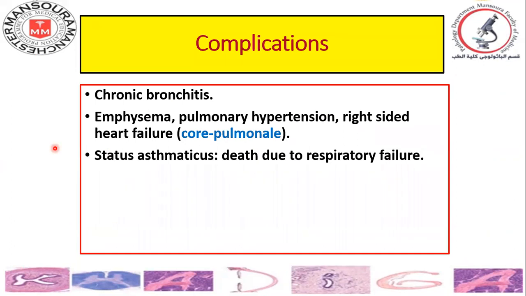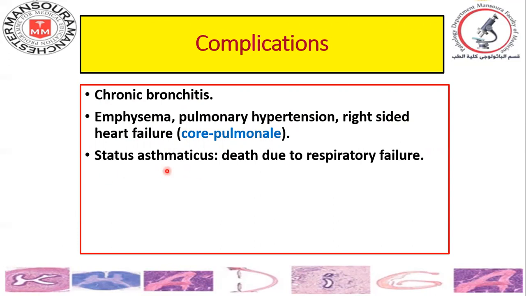So finally, the complications of bronchial asthma include other types of obstructive pulmonary airway disease, as in chronic bronchitis and emphysema, when mucus plugs obstruct the small airways, causing increased pressure and destruction of the wall of the alveoli. Also fibrosis of the lung with pulmonary hypertension that leads to right-sided heart failure. This right-sided heart failure caused by pulmonary hypertension we call cor pulmonale.